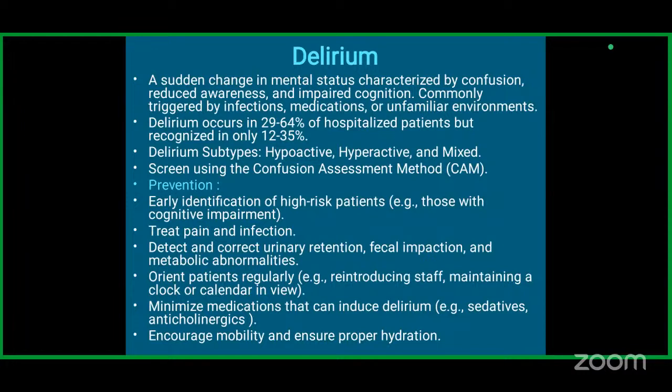Other risks that are associated with delirium are sleep deprivation, immobility, visual impairment, hearing impairment, and dehydration. Treating pain and infection as early as possible, detecting and correcting any urinary retention, fecal impaction, and metabolic abnormalities, orienting the patient regularly, reintroducing the staff, maintaining a clock or calendar in view, minimizing medications that are associated with an increased risk of delirium, such as sedatives and anticholinergics. Also, encouraging mobility to ensure proper hydration.